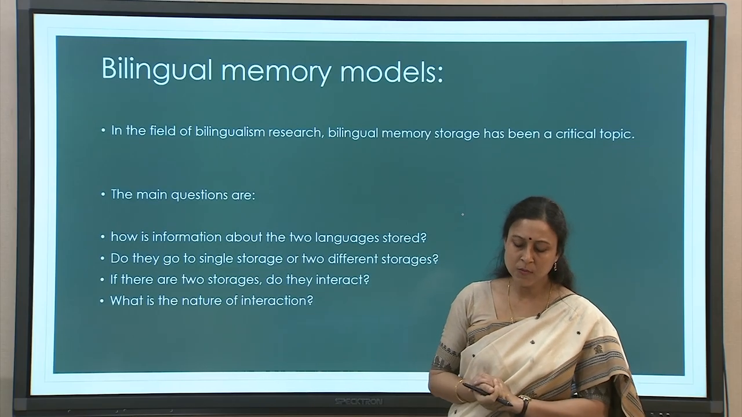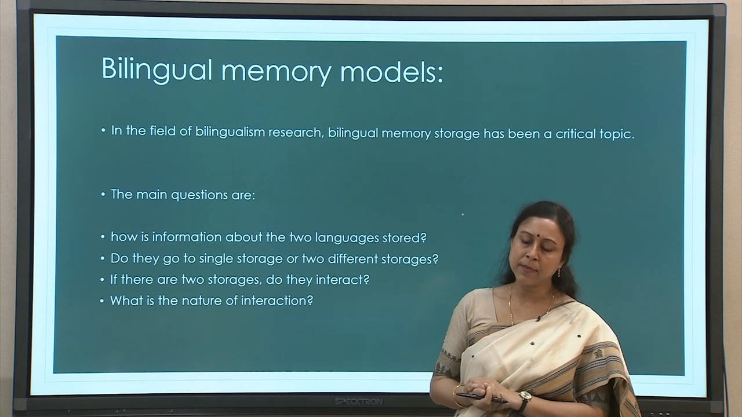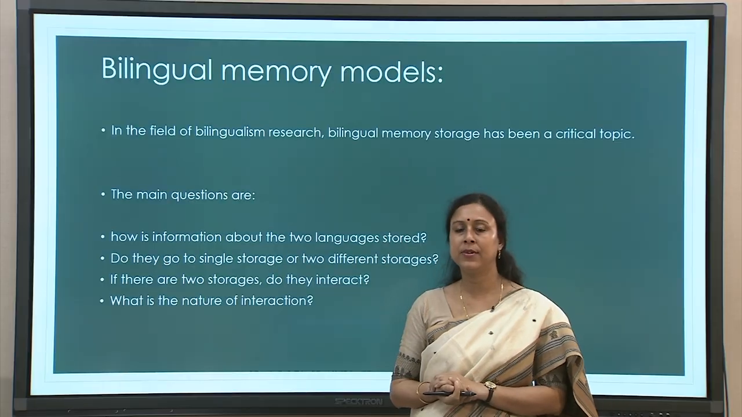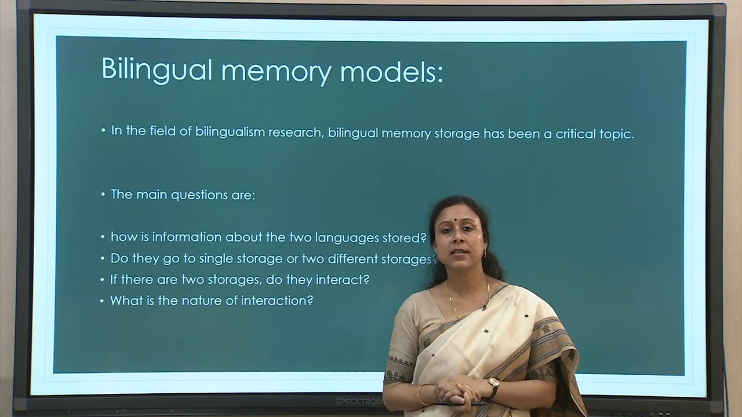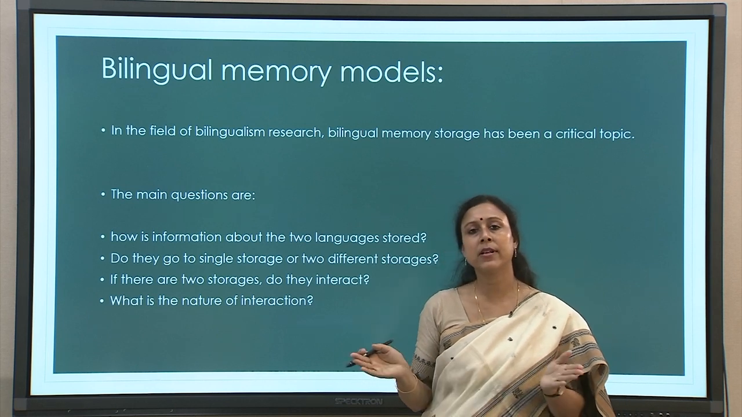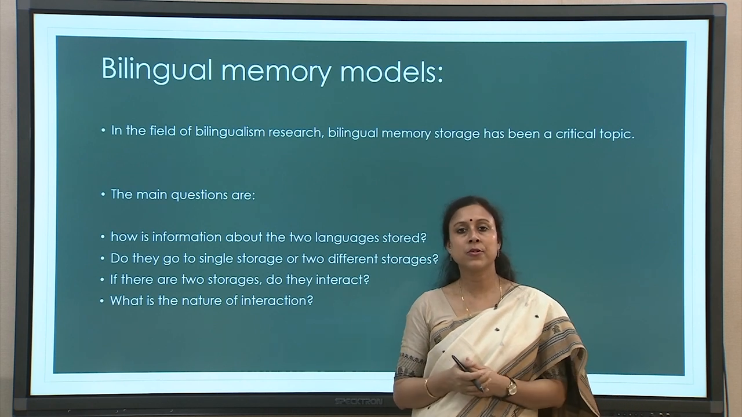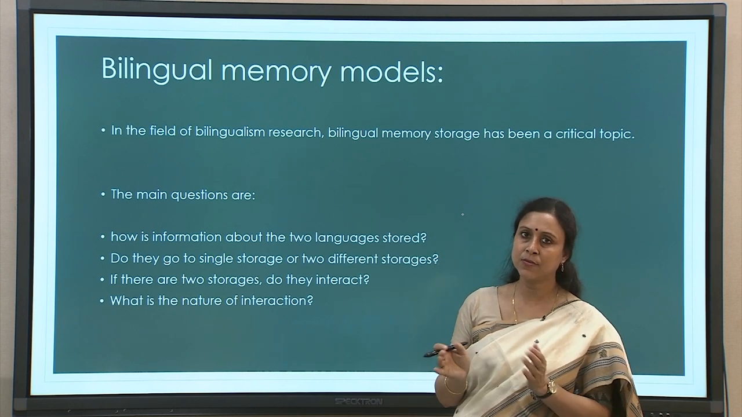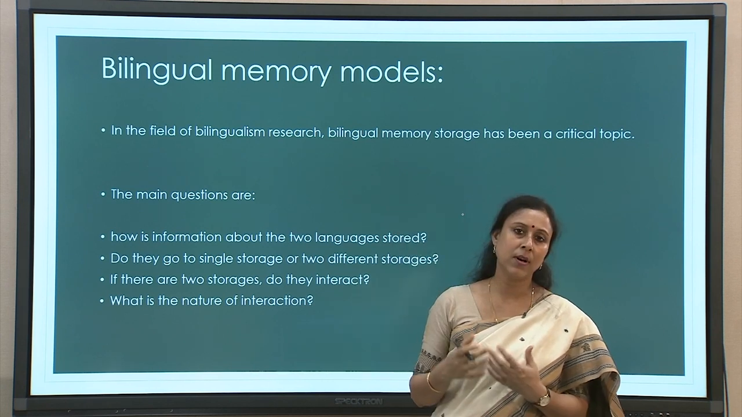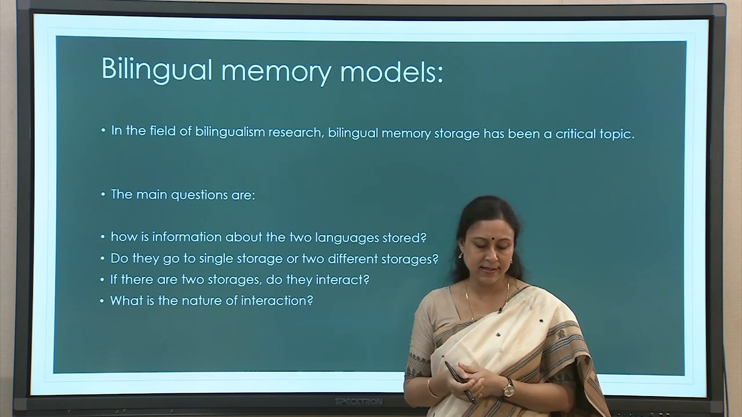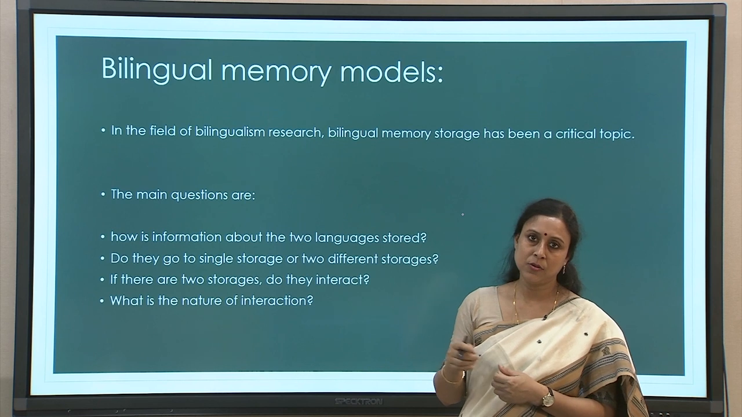Now, let us move on to our main agenda in this part, that is the bilingual memory models. In bilingualism research for quite some time now, bilingual memory storage has been a very critical topic, as we started this part asking, where does the information go? Does it all go into one storage? Does it bifurcate into two storage systems? Do those two storage systems talk to each other or do they not? If they do talk, then what is the nature of interaction and all of that? That is what bilingual memory models are all about. What exactly is happening in the brain? Because these are all abstract things. There is no way you can see it or visualize it. There is no way to demonstrate it except through indirect methods.